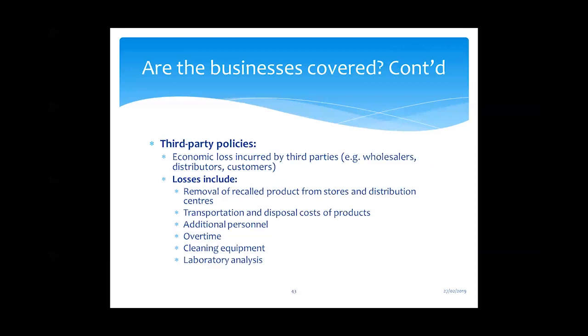With the third-party policies, you cover economic loss incurred by third parties such as wholesalers, distributors, and customers. If there is anybody injured or harmed in any way, then obviously there'll be additional costs. So losses include removal of recalled products from stores and distribution centers, transportation and disposal costs of products, additional personnel, overtime, cleaning equipment, and laboratory analysis.